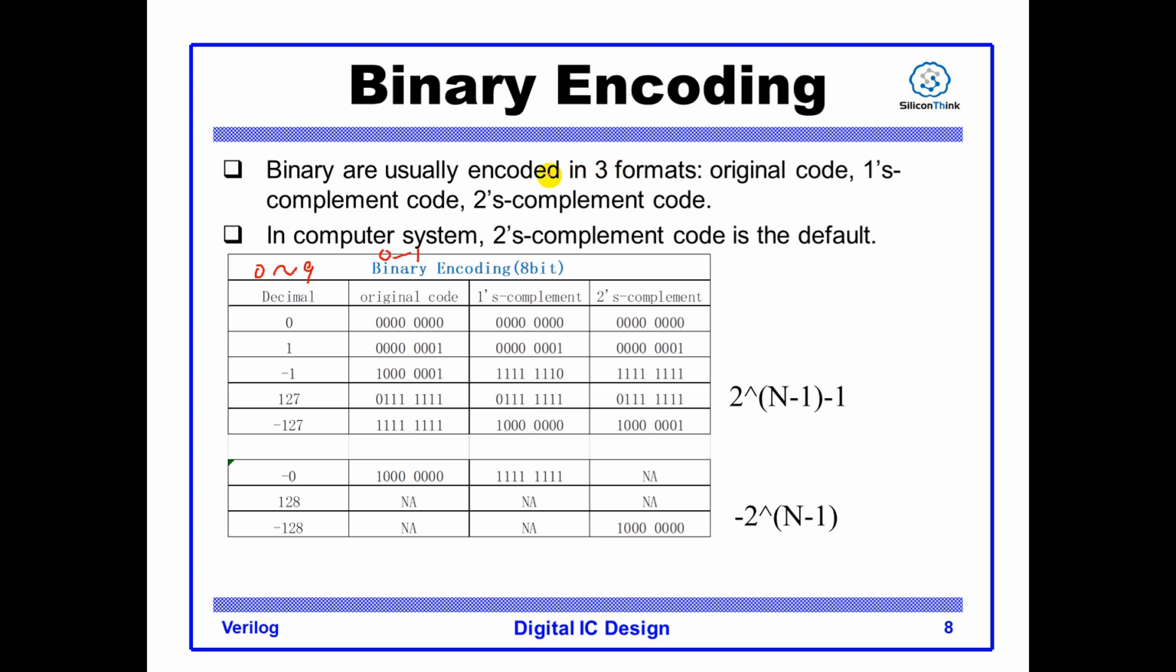So usually there are three encoding formats. First, the original code, this column. You just use the most significant bit as the sign flag and the remaining bits as the absolute value. So this is 0, 1 and -1. This is the sign flag. The remaining bits are the absolute value. So this is for 127 and -127. Okay, this is the original code.